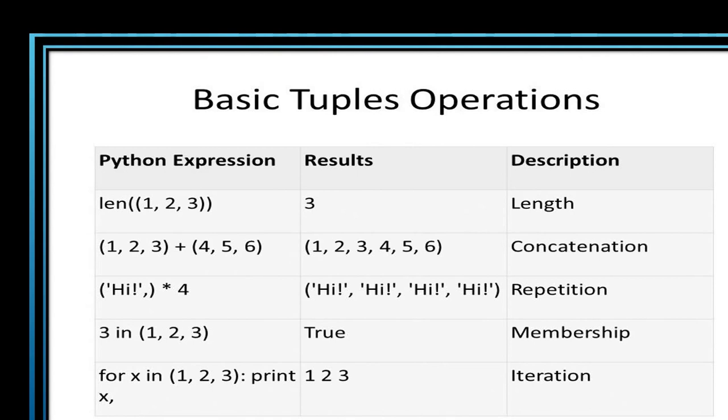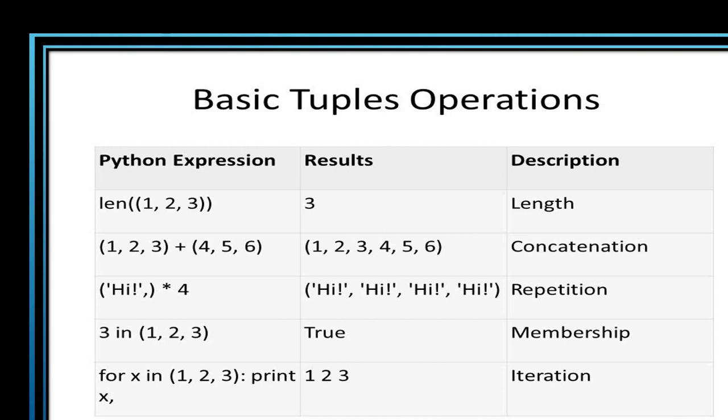Next we have basic tuple operations. len of (1, 2, 3), you will get the result as 3. And (1, 2, 3) plus (4, 5, 6), that is the concatenation operator. So it will list all the 6 elements. 'Hi!' into 4 times is given. So 4 times that 'Hi!' is printed. That is a repetition or replication operator.